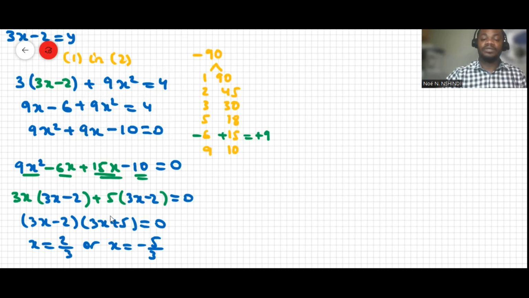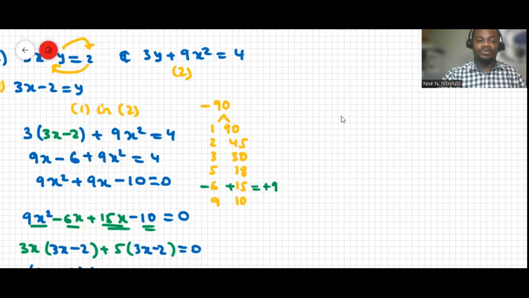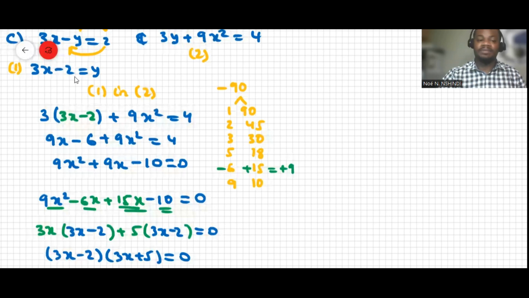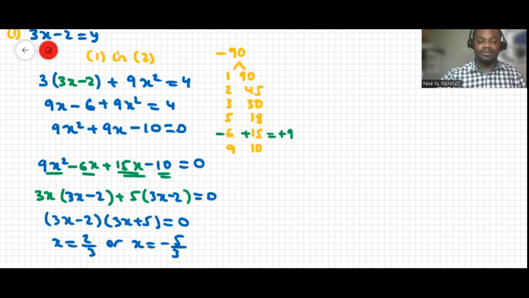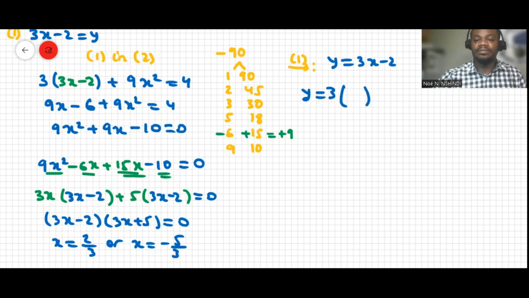Then we don't stop here. We need to find the corresponding y values. If you look here, I'll substitute in equation 1, for instance, because here it's much easier to calculate. In equation 1, the equation was y equal to 3x minus 2. So we can sub in the values of x, which is 2 over 3, and then that will make y equals 0.